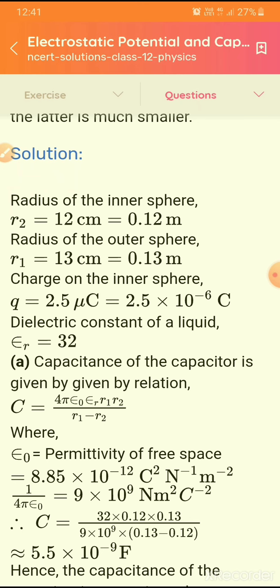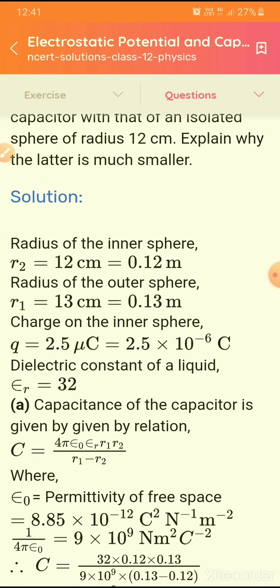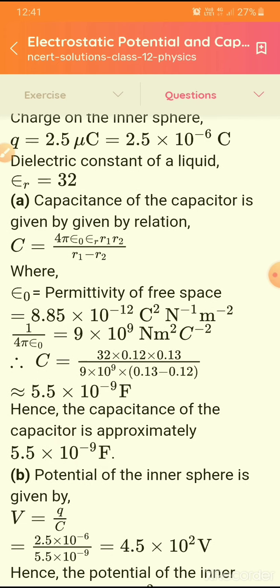So what is the first question asked? Determine the capacitance of the capacitor. The formula for this will be C is equal to 4 pi epsilon naught epsilon r R1 R2 divided by R1 minus R2. This will be the formula to find the capacitance of the capacitor. Epsilon naught is the permittivity of free space and the value is 8.85 into 10 to the power of minus 12 coulomb squared per newton per meter squared.